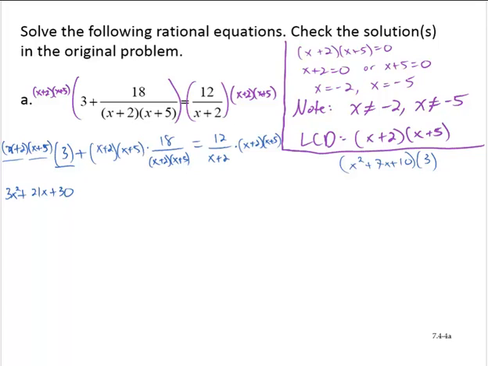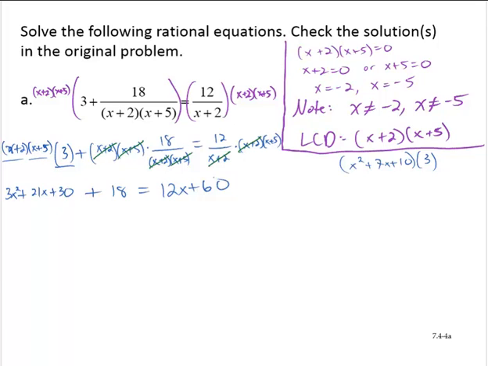Now, in the second term, notice the x plus 2's reduce out, the x plus 5's reduce out, and so I just have remaining plus 18. On the right-hand side of the equation, the x plus 2's reduce out, leaving 12 times x plus 5, and applying the distributive property, that's 12x plus 60.